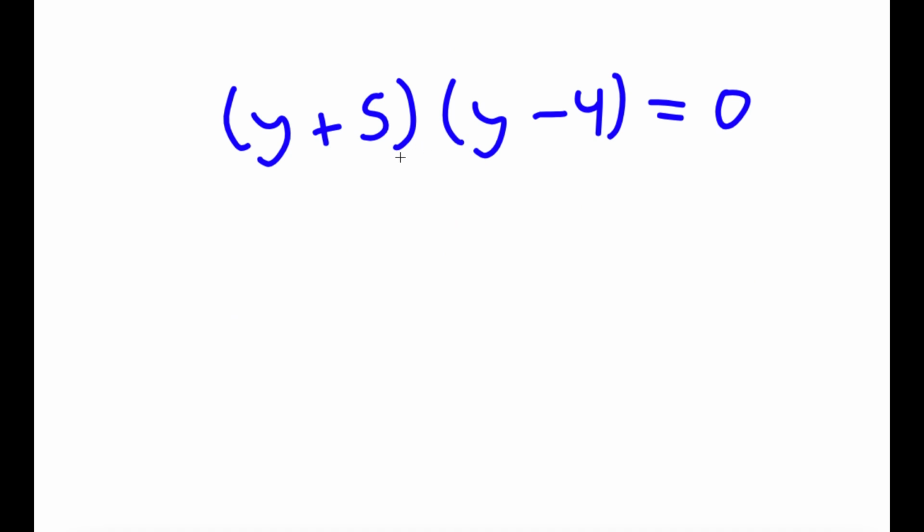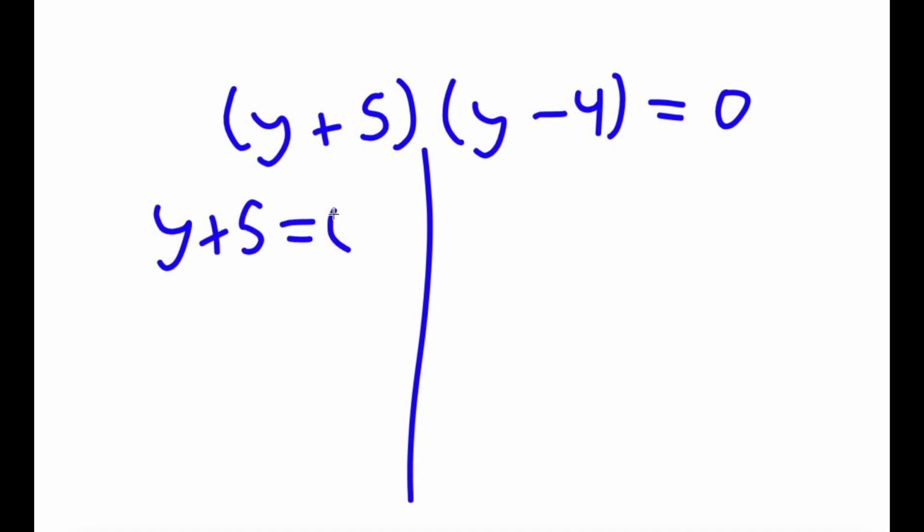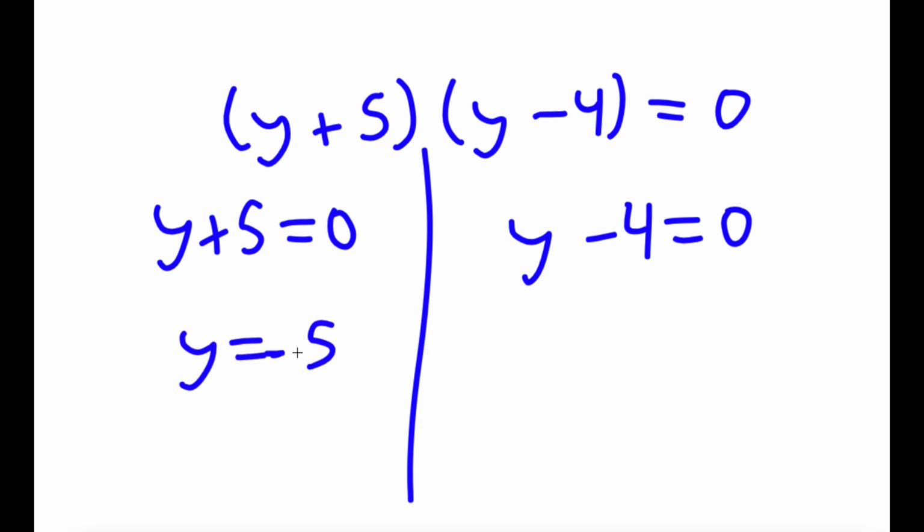So now this is going to give me two equations. I have y plus 5 is equal to 0, and I have y minus 4 is equal to 0. For y plus 5 equals 0, y is equal to negative 5. And for y minus 4 equals 0, y equals 4.